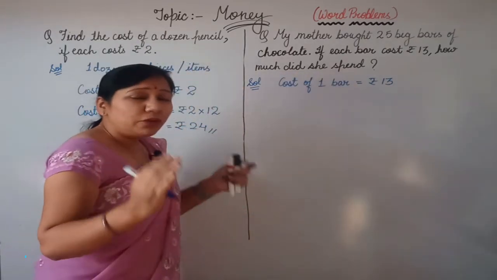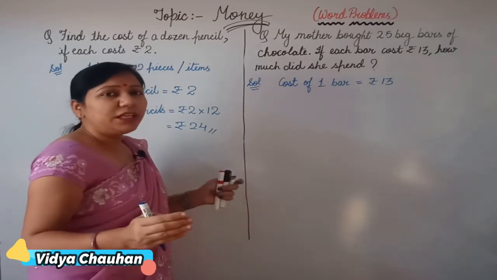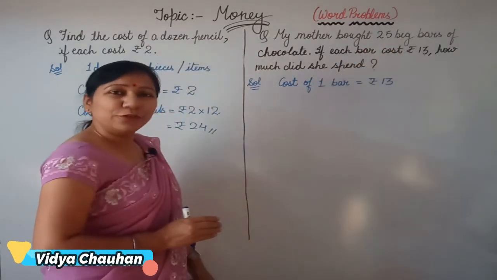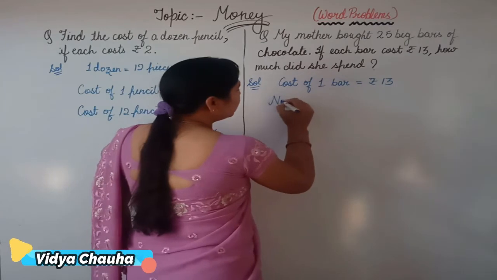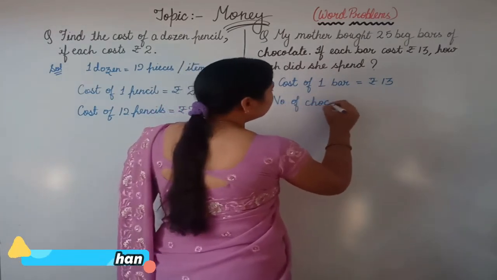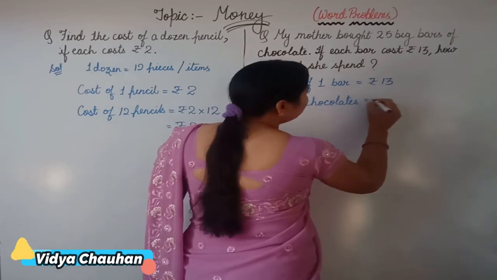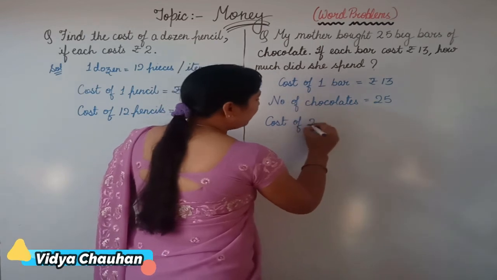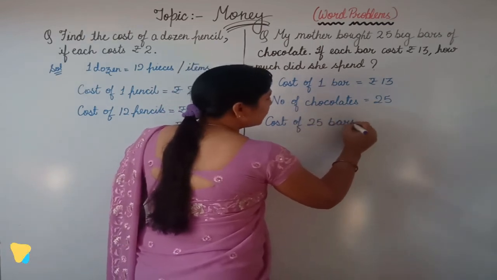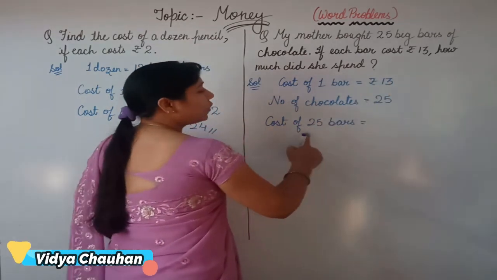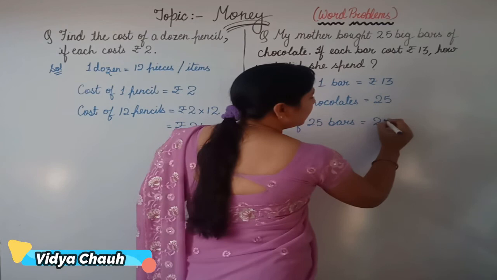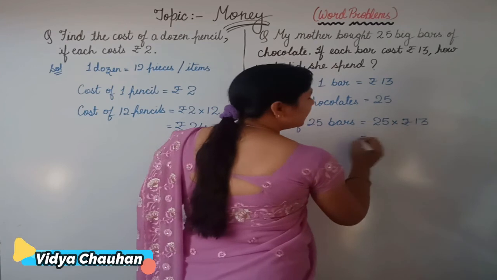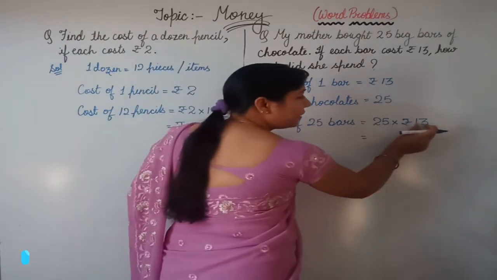That means what will be the total amount of money she has given to the shopkeeper if she purchased 25 bars of chocolate? So what is the number of chocolates here? How many chocolates did she purchase? She purchased 25 chocolates. Therefore we can write the cost of 25 bars. If the cost of 1 bar is rupees 13, then the cost of 25 bars will be 25 multiplied by the cost of each bar, that is rupees 13. So that is 25 into 13.